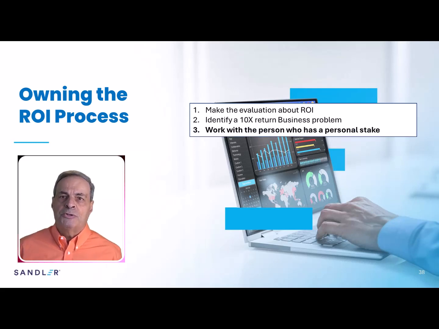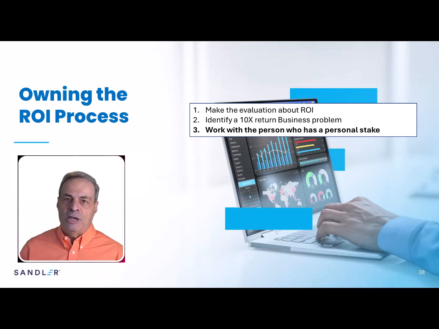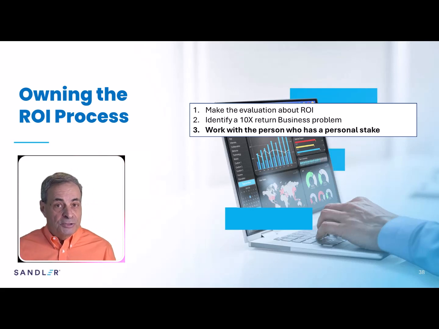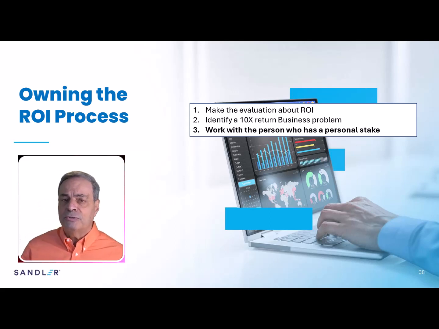Point number 3, work with a person who has a personal stake in solving this business problem. Look, innocent bystanders never fight for your solution. You must identify and work with decision makers who have a personal stake in solving this problem. Only then will you have a champion who will fight for the internal spend required to acquire your solution.